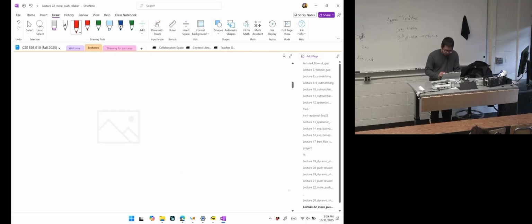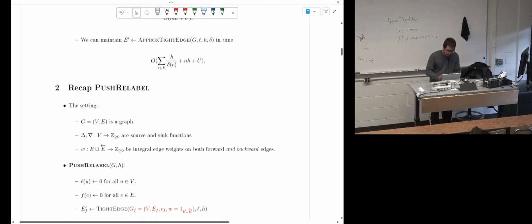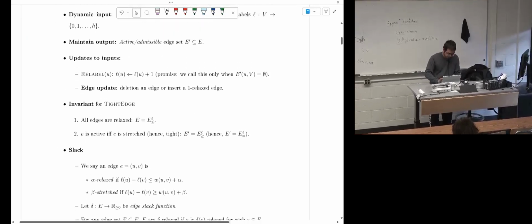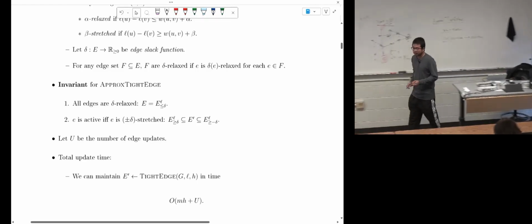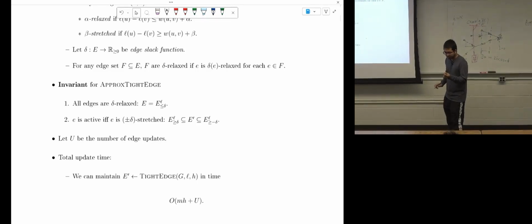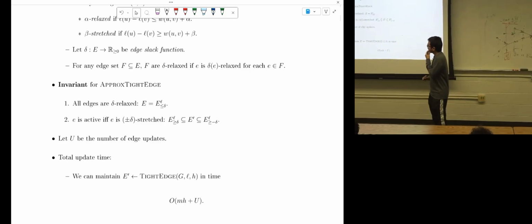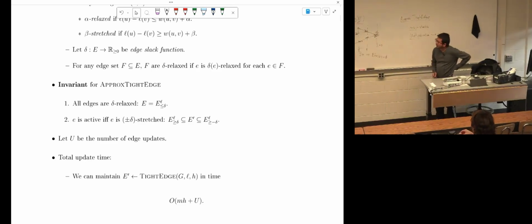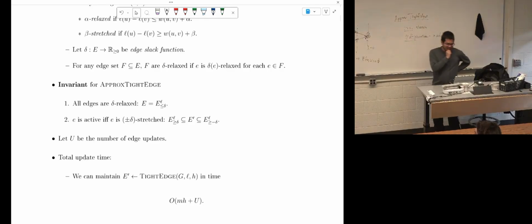Okay, and then we also talk about Approx. We also used the Approx TightEdge data structure just yesterday to get a fast MaxFlow algorithm on DAGs, right? And it turns out that what I presented to you has some bug in it, and I will fix it now.